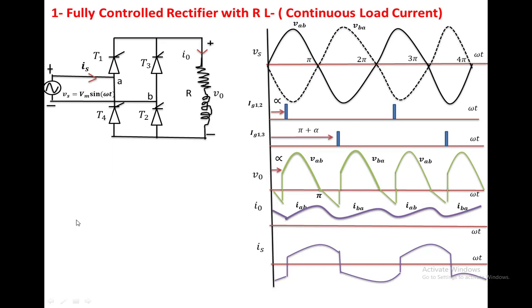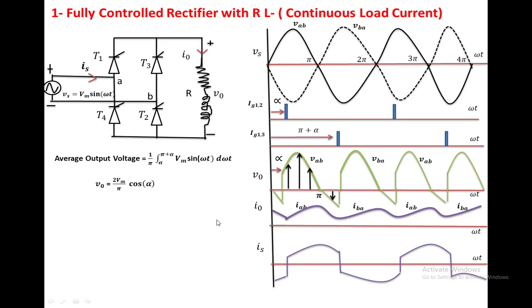Now if you want to find the average output voltage, from alpha to pi plus alpha, the same waveform is repeating, so the base length becomes pi. Next we have to find the area under this curve. We use the integration 1 by pi, integral from alpha to pi plus alpha of Vm sin omega t. If you complete this integration, you get 2 Vm by pi cos alpha.